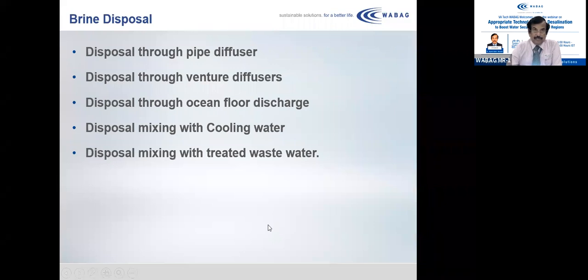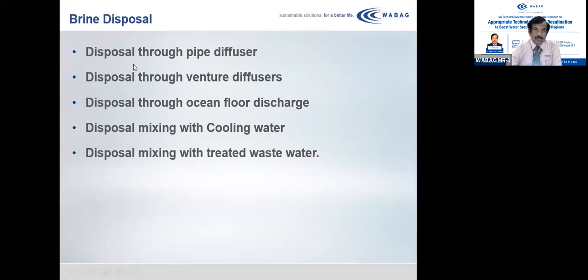The final one, what we are going to see is the disposal of our brine and the waste in the plant. In olden days we were disposing it directly to the shore, which is no more allowed. So it has to be taken deeper into the ocean, and it has to be dispersed within a short zone so that the marine organisms are not affected.